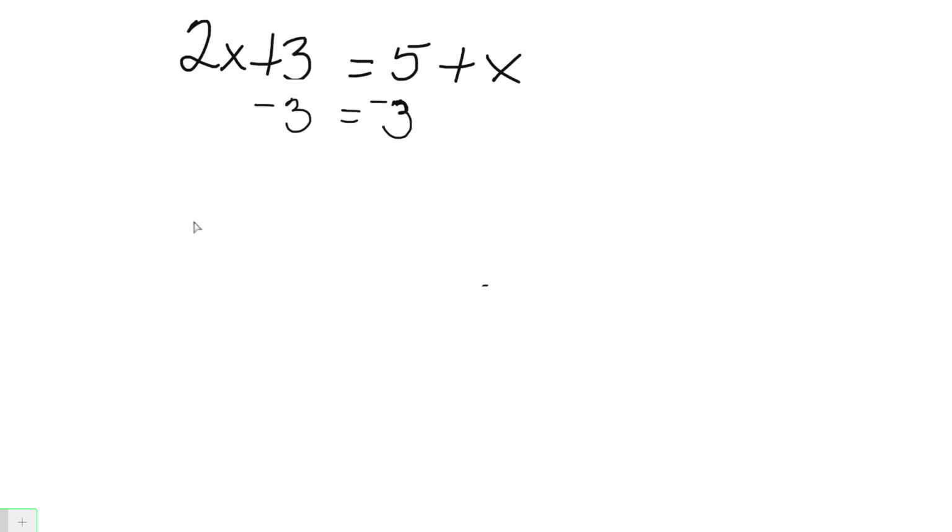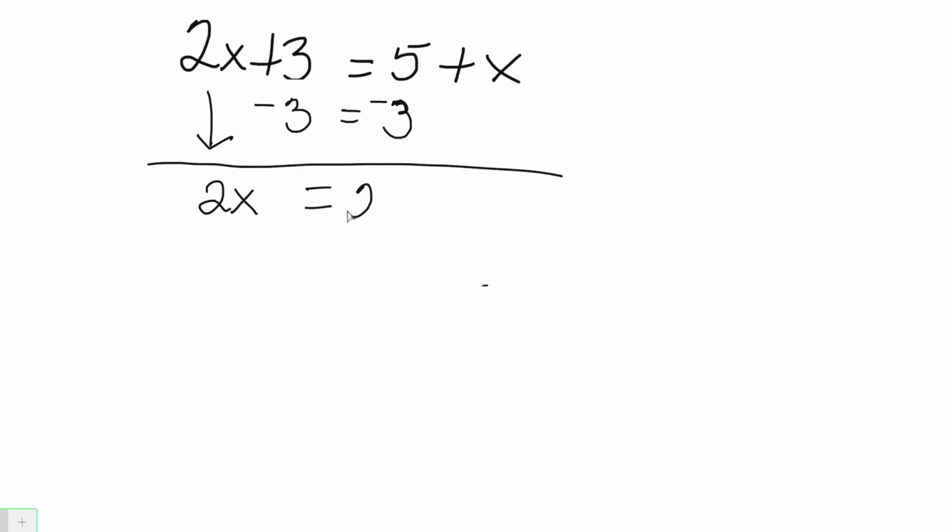Okay? Now let's go ahead. I'm going to draw my line here. I didn't do anything different to my 2x. This is now gone. 3 minus 3 is nothing. I don't need to write that. 0. 5 minus 3 is 2. And let's go ahead and bring down that positive x. Okay?